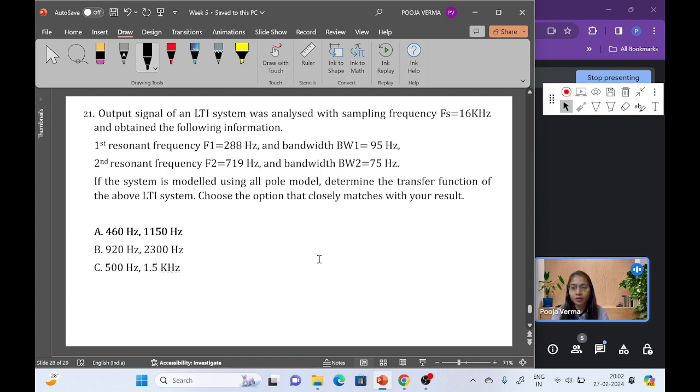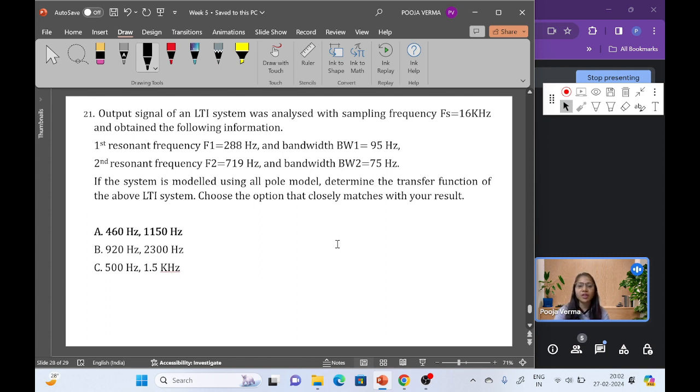Okay. So the question is: the output signal of an LTI system was analyzed with sampling frequency fs equal to 16 kilohertz and obtained the following information. The first resonant frequency f1 is equal to 288 hertz and bandwidth is 95 hertz, and the second resonant frequency f2 is equal to 719 hertz and bandwidth 2 is 75 hertz. If the system is modeled using an all pole model, determine the transfer function of the above LTI system. Choose the option that closely matches your result.